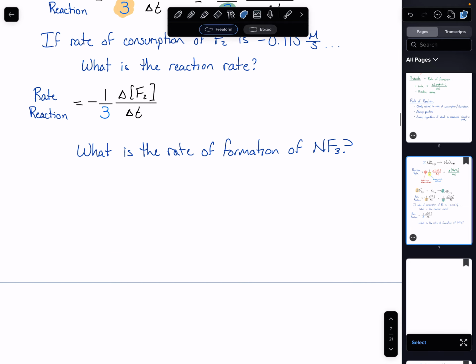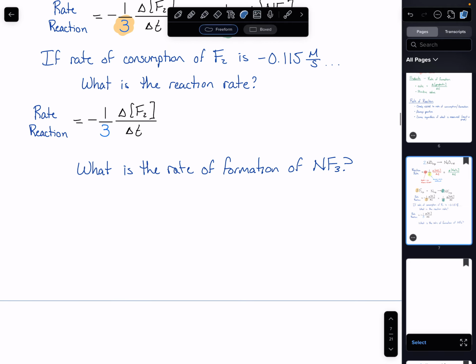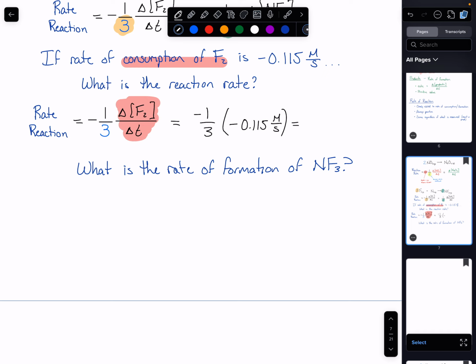All right, so if we look at our equation here, we're going to take a portion of that. Rate of the reaction equals negative 1/3 delta [F2]/delta t. To be clear, the rate of the consumption of fluorine is this term right here, right? So all I'm going to do is substitute in my negative 1/3 times that value that's given to me for that rate of consumption. I'm going to be good and put my units in here. And I get negative 0.038, a bunch of threes repeating.